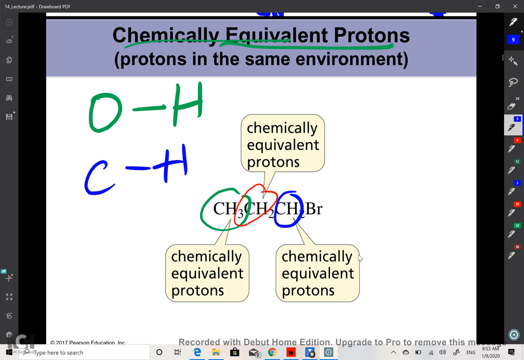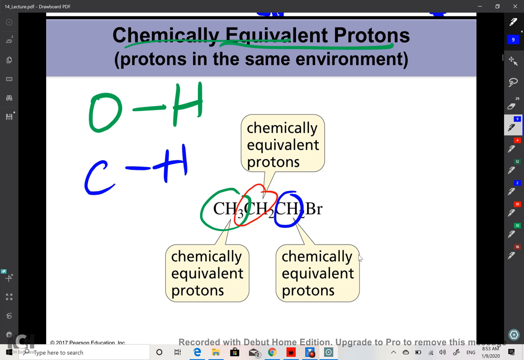Exactly. Does that make sense? The blue protons are closer to bromine. That's why they're different from the red proton. And of course, the green protons also will be different because they're further away from bromine also.